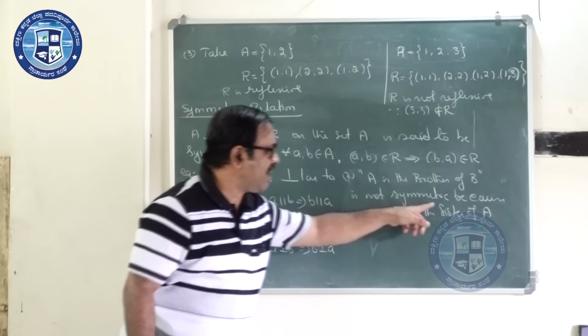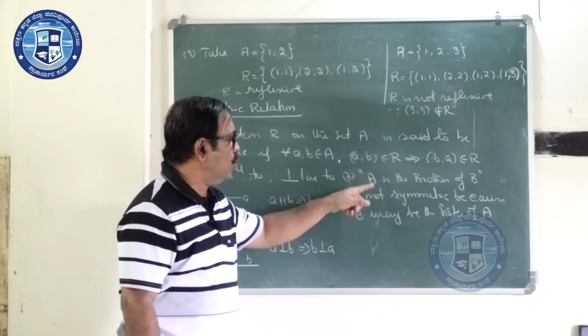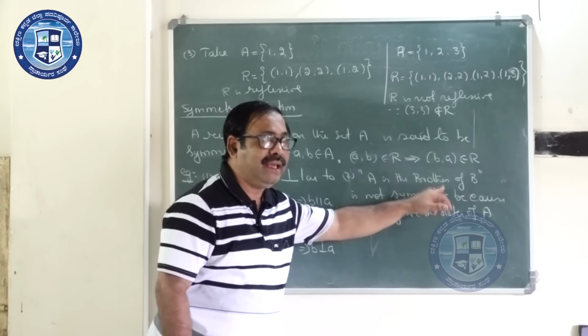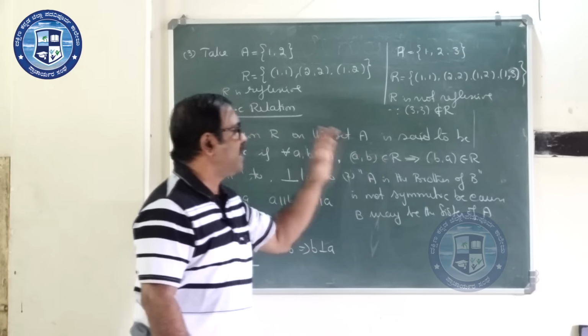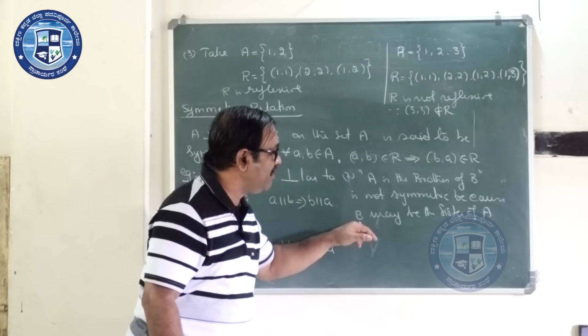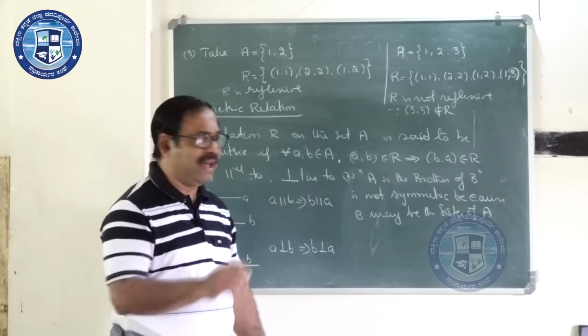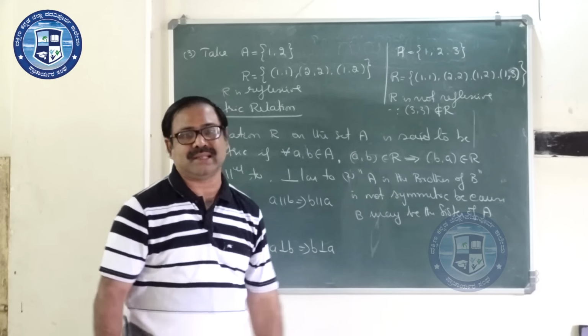So A is the brother of B. It is not symmetric. Why? According to the rule, if A is brother of B, then B must be brother of A. Then only it is symmetric. But even if B is a sister of A, A is still a brother of B. Therefore, the relation is not symmetric.